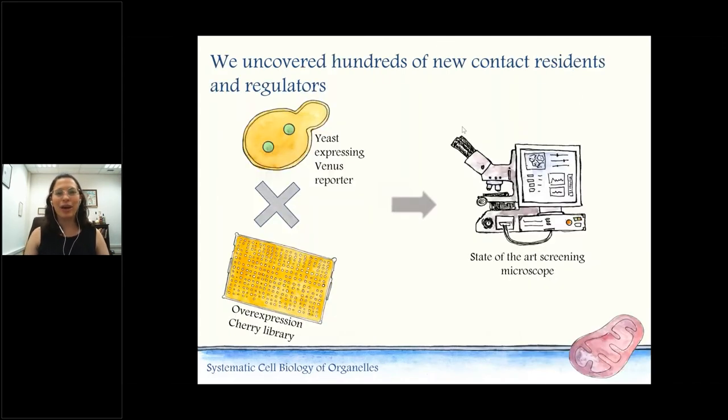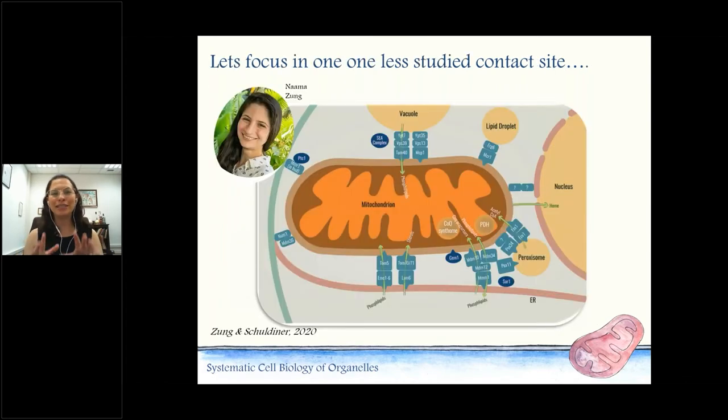Okay, so using this automated microscopy system, we were able to uncover hundreds of new contact site resident proteins and regulators. And we have this list of hundreds of proteins, but I think going over the list one by one might be a bit boring. So I decided that in the rest of the time that I have, I would focus on one specific contact site that is my personal favorite, and that is a project that I did together with Naama Tsung, who is a PhD student in the lab.